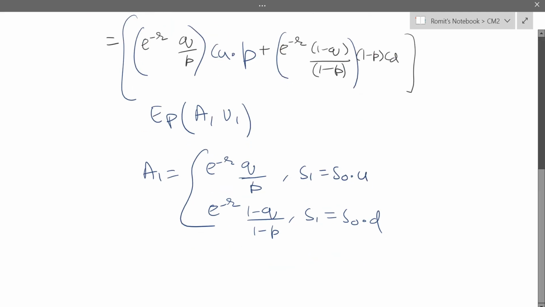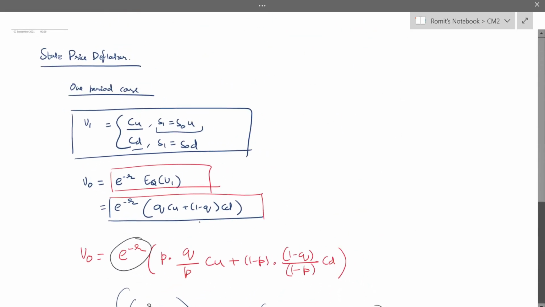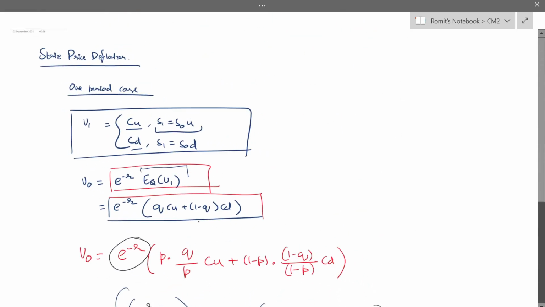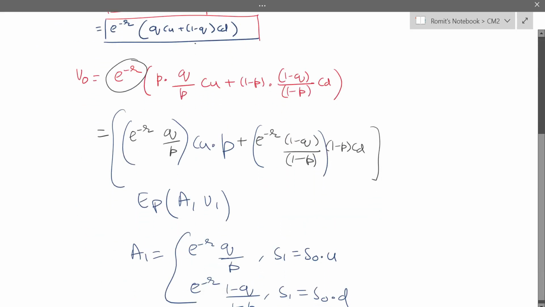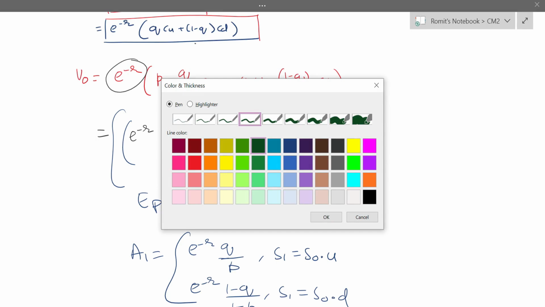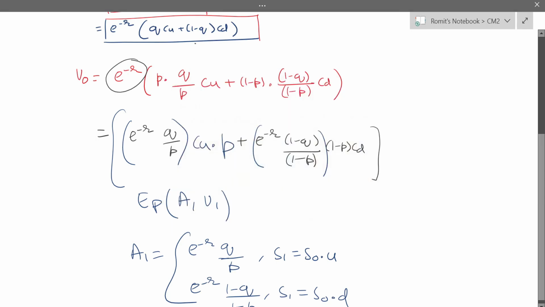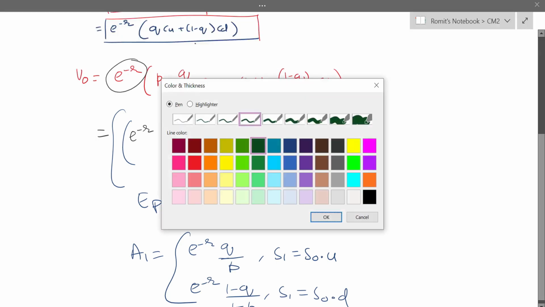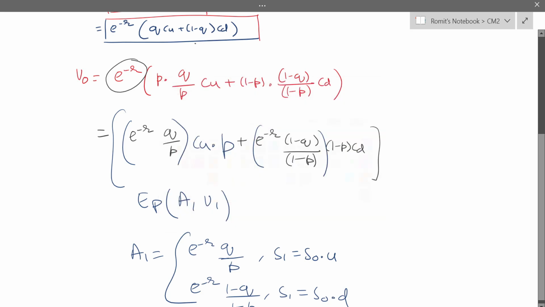Okay, and notice the difference here. The expectation was under the risk neutral probability, which is sort of an abstract concept. Here we are taking the expectation under the real world probability, which is better understood, and then we are introducing this concept of a state price deflator. Okay, so that's the idea.